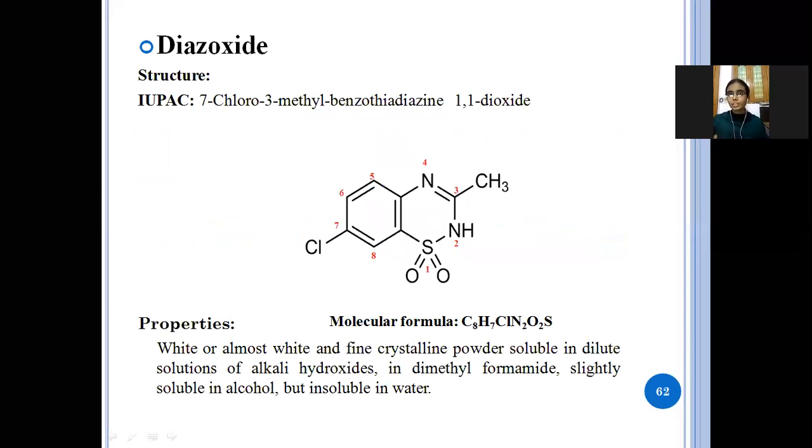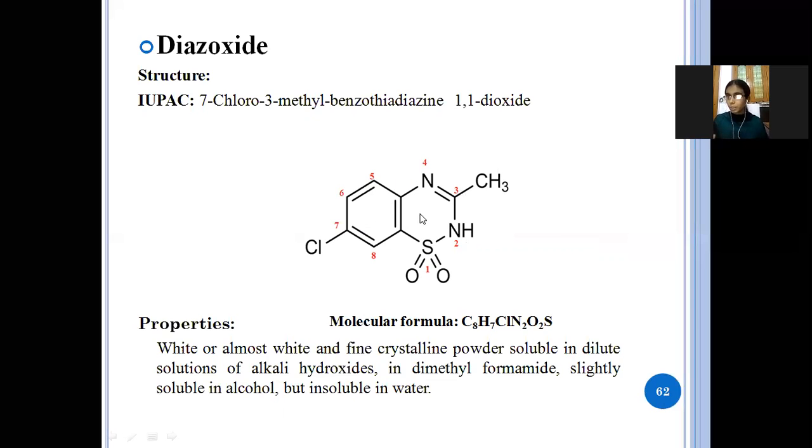The first drug is diazoxide. This is the structure of diazoxide. The IUPAC name is 7-chloro-3-methyl-benzothiadiazine 1,1-dioxide. This is the structure of the benzothiadiazine. Here, this is the benzene. Thia means sulfur, and azine means nitrogen. Two nitrogen atoms are there, so it is named diazine.